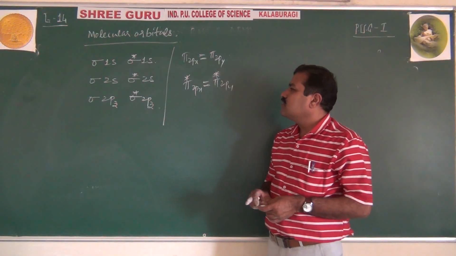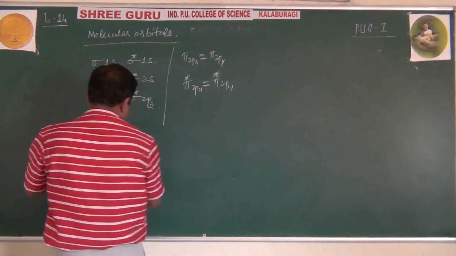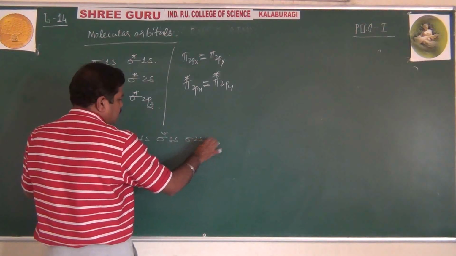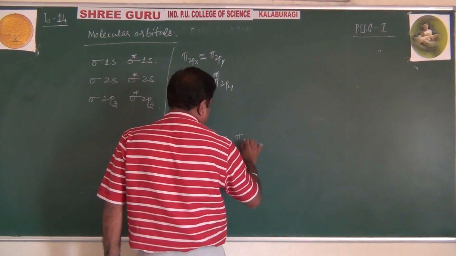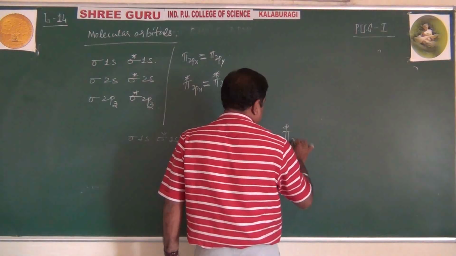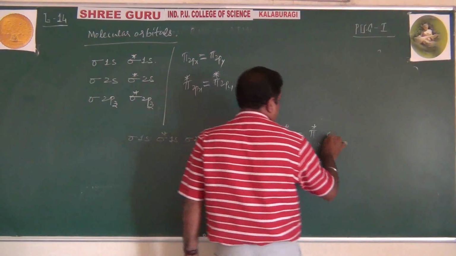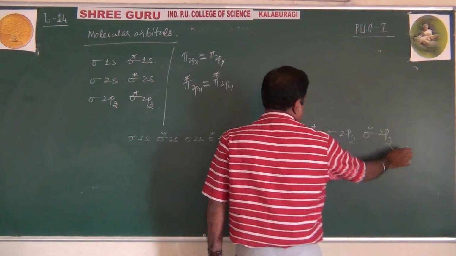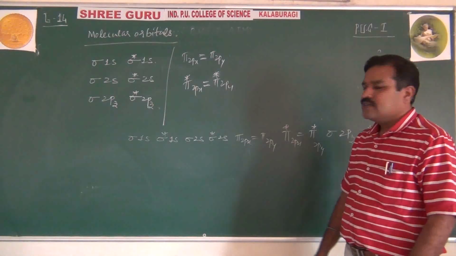Sigma 1s to sigma star 2pz last. They are only arranged like this. Just remember sigma 1s, sigma star 1s, sigma 2s, sigma star 2s. Then pi 2px, pi 2py, pi star 2px, pi star 2py. Then sigma 2pz and sigma star 2pz. Right, these are the various available molecular orbitals, sigma and pi.